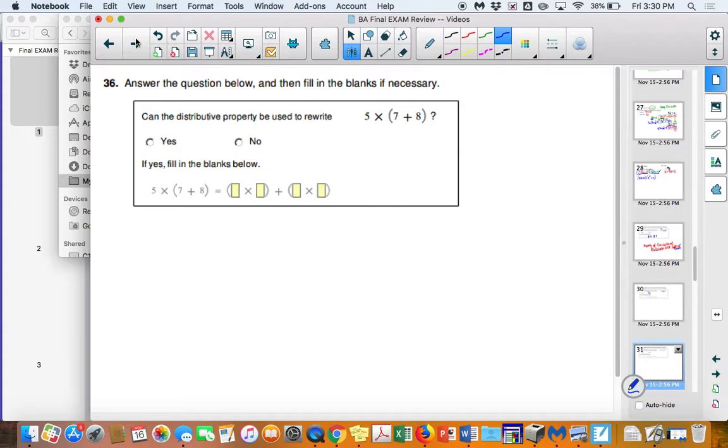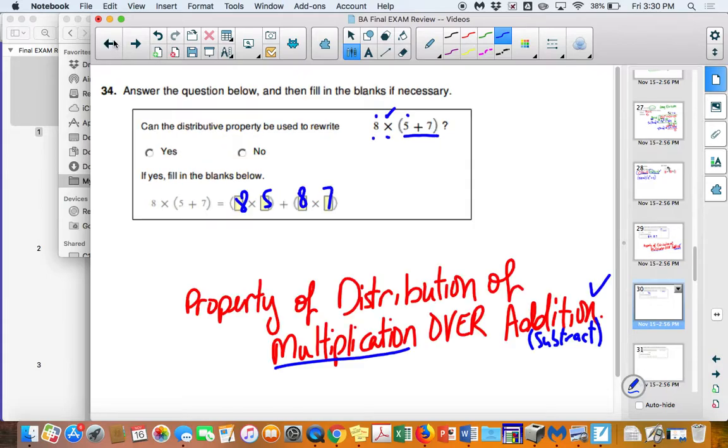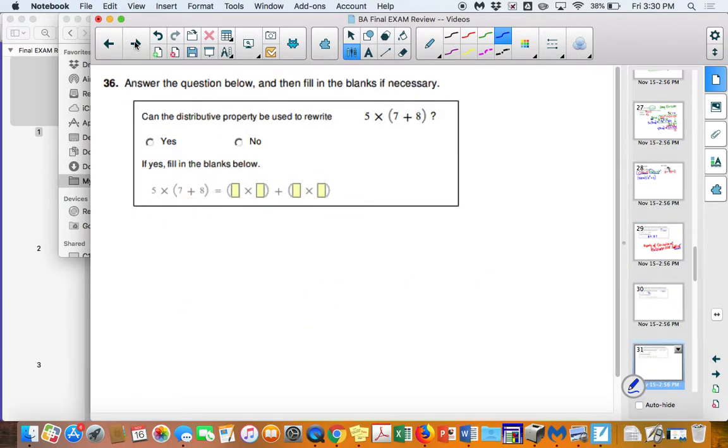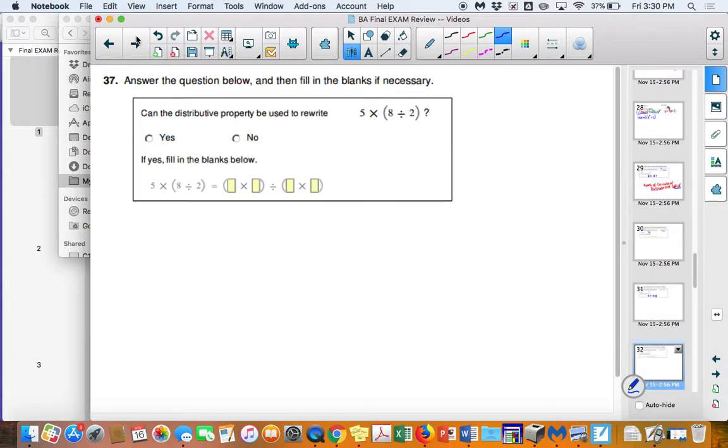Okay, so can the distributive property be used to rewrite this? Did I just recopy that problem? I feel like I'm duplicating. It basically is the same thing. You've got multiplication over addition, so this is fine. And you would just distribute 5 times 7 and then 5 times 8. So, not a problem.